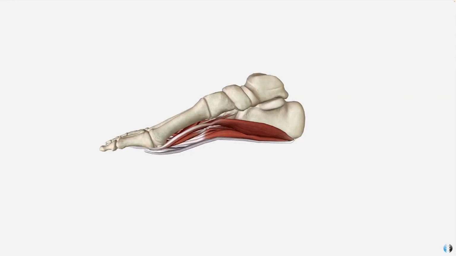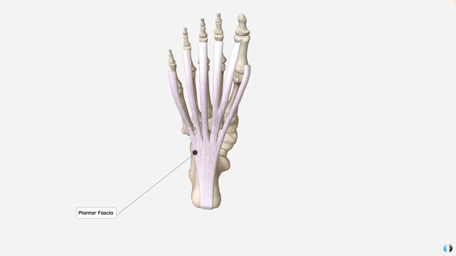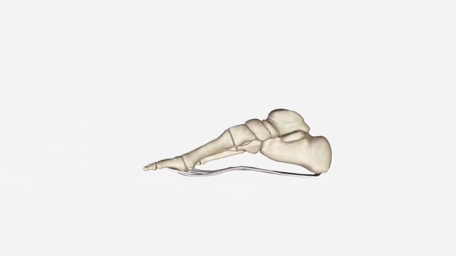So, the plantar fascia. This structure is located on the sole or plantar surface of the foot. And as we can see, it runs from the calcaneus or heel bone to the distal digits of the foot. Now, it's important to say that the plantar fascia is not a muscle or tendon, but as the name suggests, it's a fascia, a connective tissue.